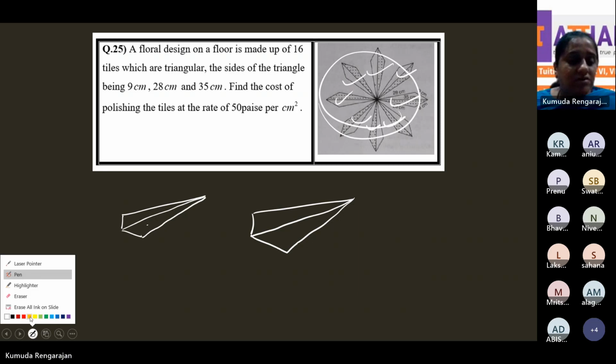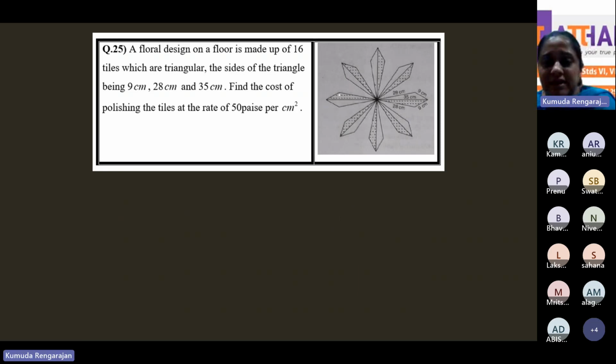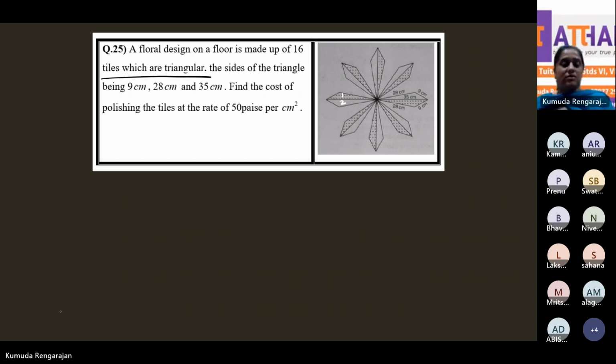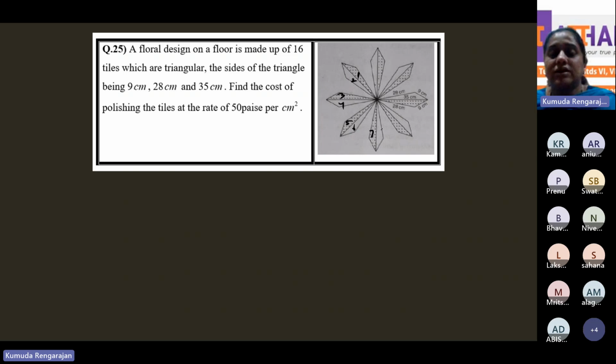So this is the floral design. It's made up of 16 tiles. Let's number the tiles here. The tiles are triangular. It's given that the tiles are triangular. So let's count: 1, 2, 3, 4, 5, 6, 7, 8, 9, 10, 11, 12, 13, 14, 15, 16. So there are 16 tiles.